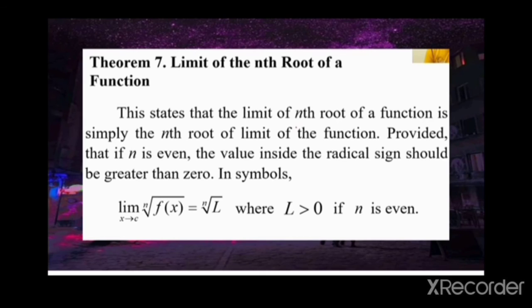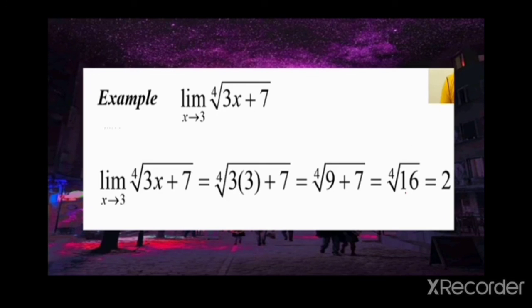So let's now move on to the last theorem, and that is called the limit of the nth root of a function. This states that the limit of the nth root of a function is simply the nth root of the limit of the function, provided that if n is even, the value inside the radical sign should be greater than 0. For example, the limit of the fourth root of 3x plus 7, as x approaches 3, we can simply substitute 3 to the function inside our radical sign.